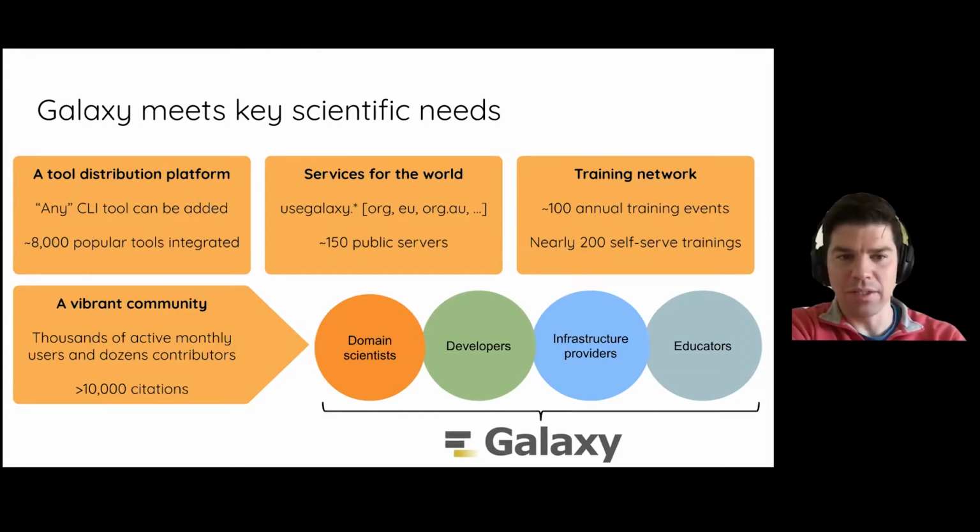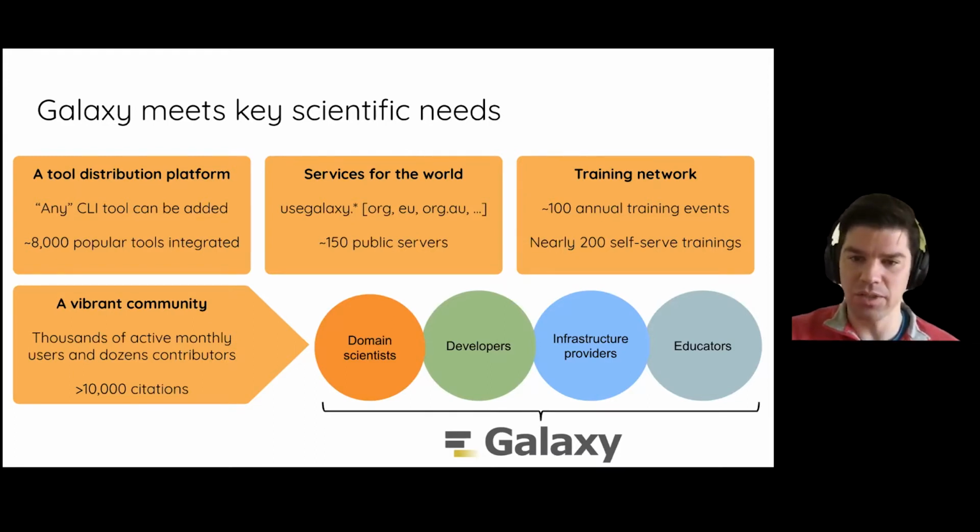And lastly, Galaxy is a vibrant community. There are thousands of active users each month across all these public servers and the development repositories. This has been validated through publications, and we reached a milestone earlier this year where we crossed the 10,000 citations mark. Broadly, Galaxy is composed of subgroups of communities: the domain scientists, the developers, the infrastructure providers, and the educators that help run this ecosystem. So it's a very community-driven project.